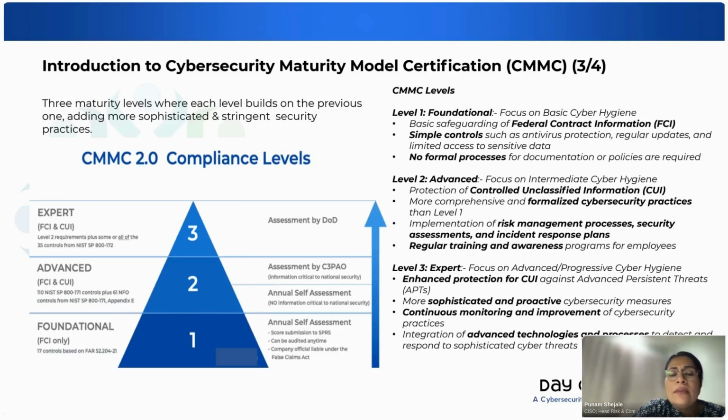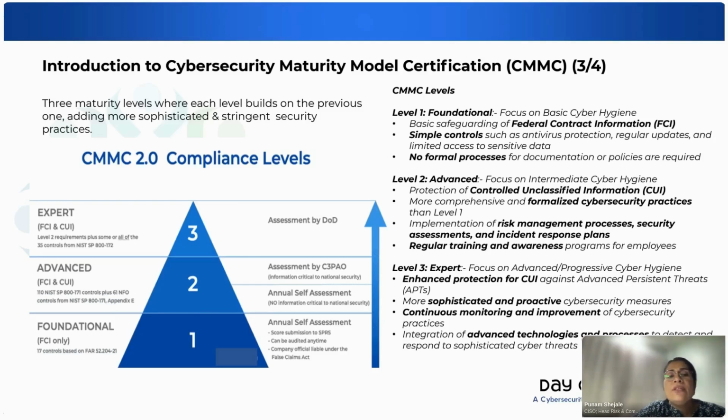So level 1 is foundational, which is for FCI or federal contract information. There are only 17 controls which need to be implemented. You can do an annual self-assessment, and the score can be submitted in the supplier performance risk database. And of course, the government can come and audit anytime. If there are gaps, then the company is liable under the False Claims Act.